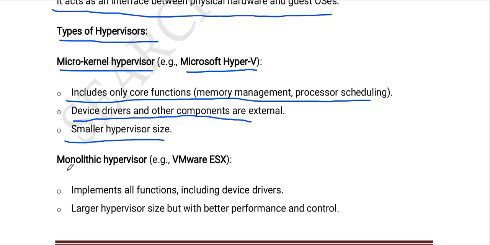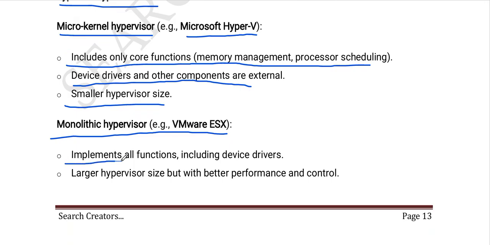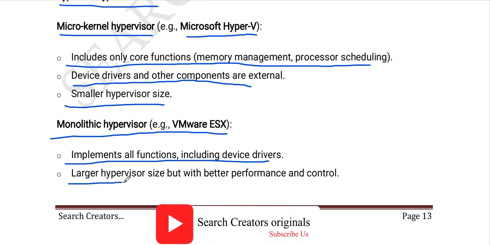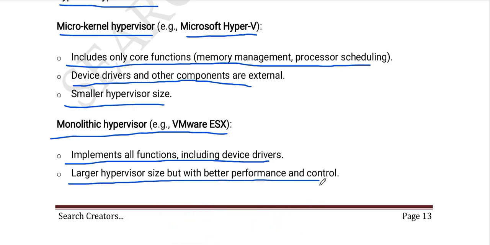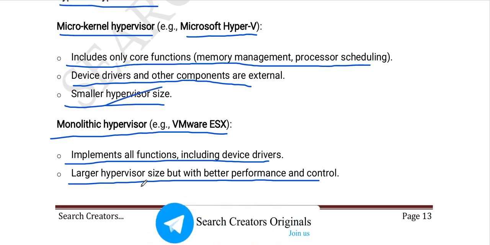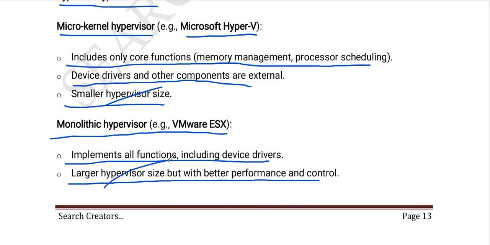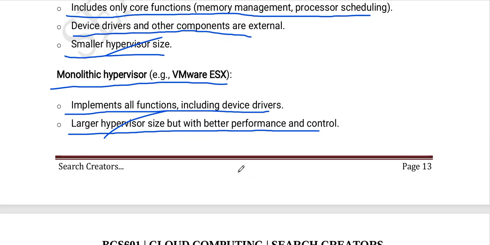Next is monolithic hypervisor. Example, VMware ESX. It implements all functions including device drivers, giving a larger hypervisor size but with better performance and control. If we compare microkernel and monolithic hypervisors, the microkernel has a small hypervisor size, while the monolithic hypervisor has a larger size along with better performance and control.